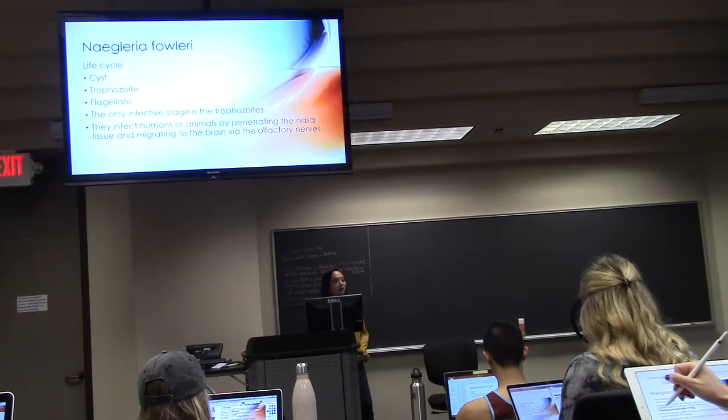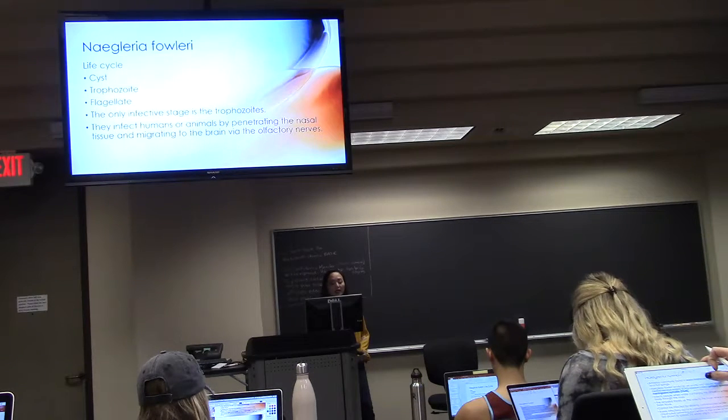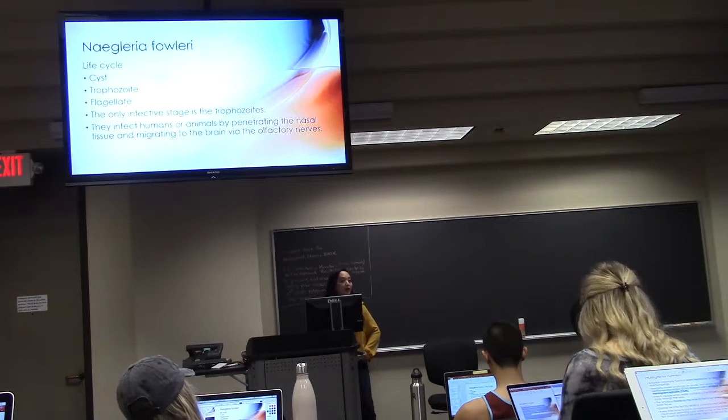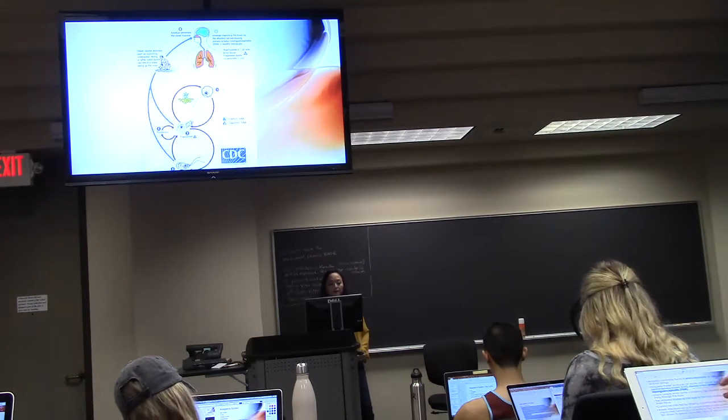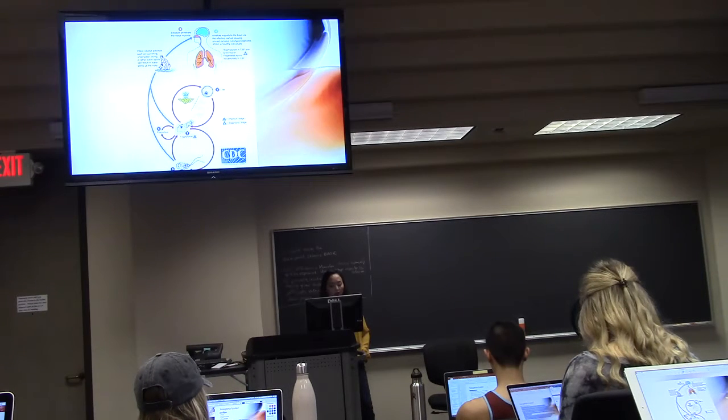So again, this life cycle, they have the morphology of cysts, trophozoites, and flagellates. The only infective stage is the trophozoite. They infect humans, again, like I said, by penetrating the nasal tissue and migrating to the brain via the olfactory nerves. So it's a nice little graphic here. In the water you have a cyst, and it becomes a trophozoite, then they can become a flagellated form, which helps them travel up through here and into the nose.